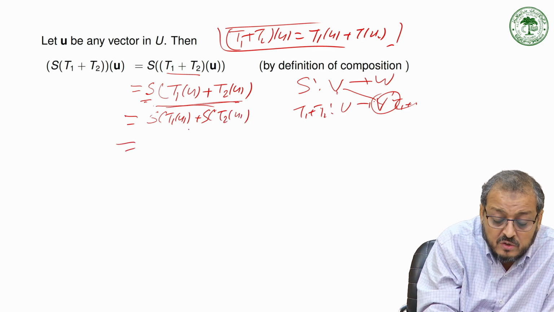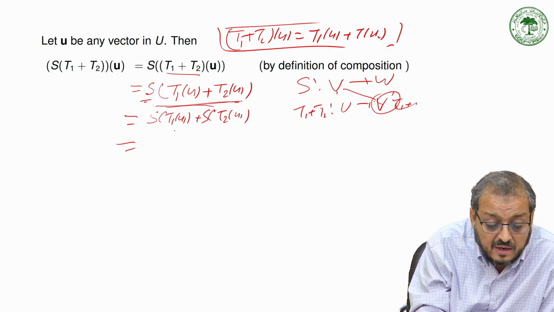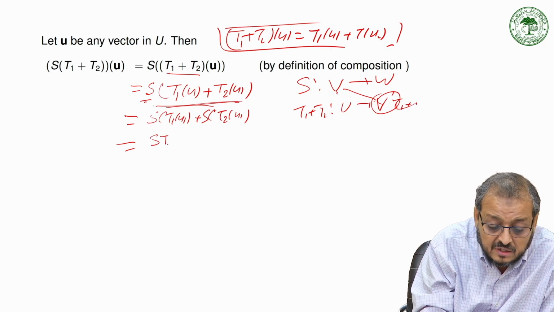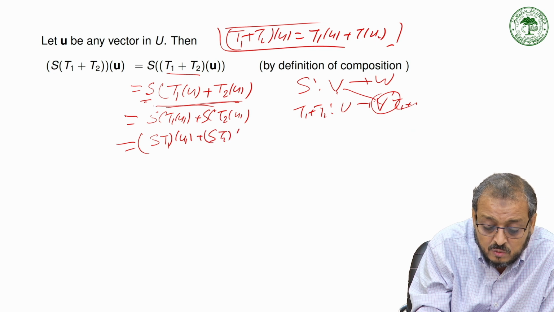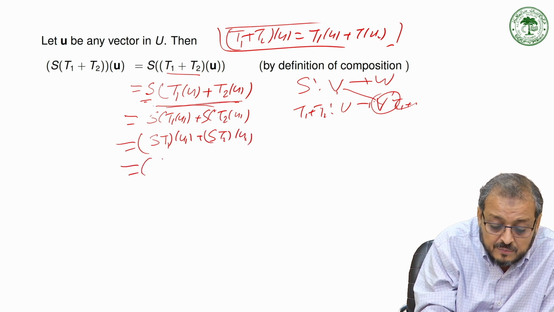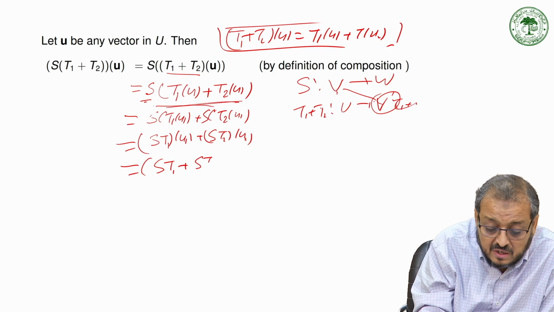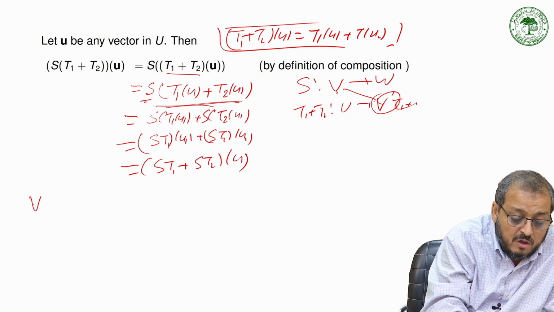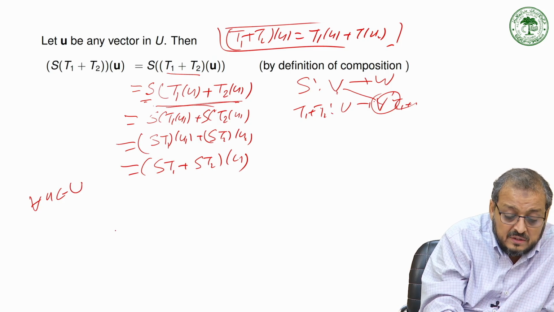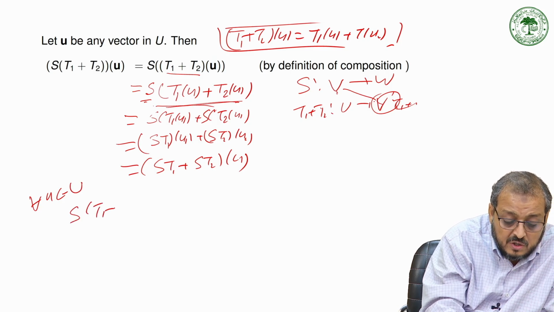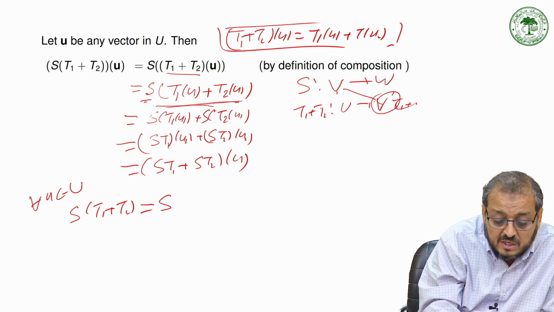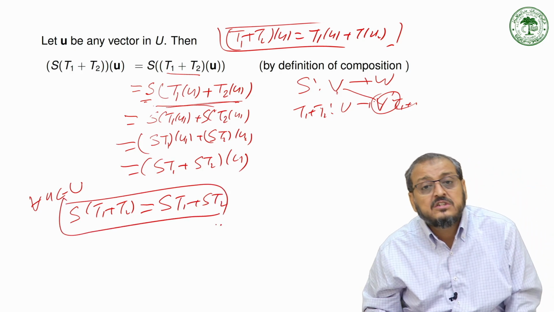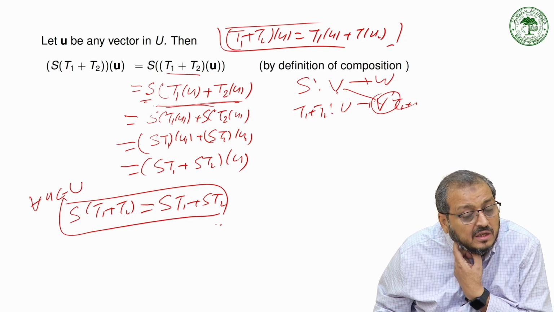And now by using the definition of a composition map, this can be written as (ST1)(u) + (ST2)(u), and also as (ST1 + ST2)(u). And because the result is true for all u belonging to U, we can write S(T1 + T2) is the same as ST1 + ST2. So this completes the proof of this result.